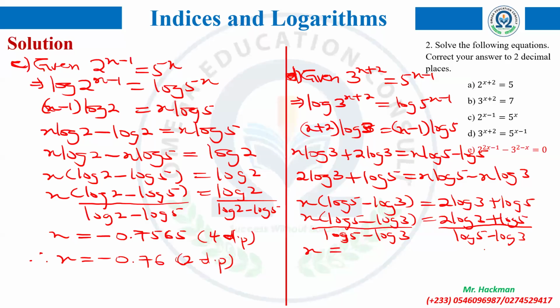What do we have? 7.4520. Okay, 4 dp. So therefore, x is equal to 7.45, and that will be 2 dp, the required approximation. All correct?